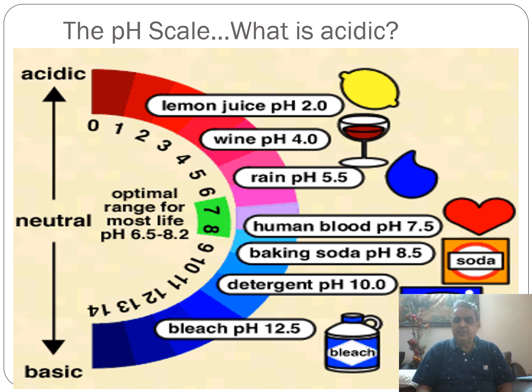That is lemon juice is pH 2, wine is pH 4, rain is pH 5.5, and human blood pH is 7.5. Baking soda is pH 8.5. Detergent or soap is pH 10, and bleach is pH 12.5. And as you can see, the optimal range for most life is pH 6.5 to 8.3. So anything less than 6.5, anything greater than 8.5 is, at least to the human and the environment, not acceptable.